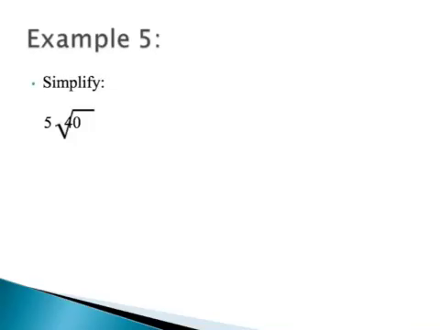A little different. Notice this one has a number out in front. So this one has 5 square root 40. We're going to ignore this 5 for a second. I'm going to come a little circle around it. We're just going to look at the square root 40.